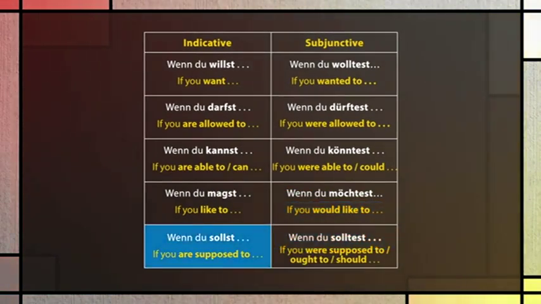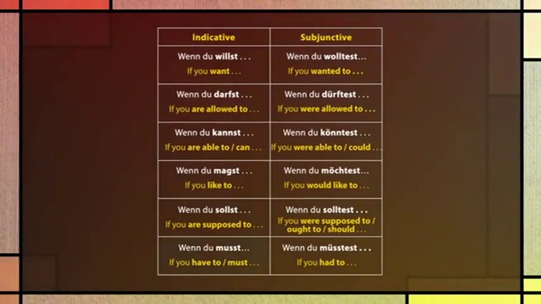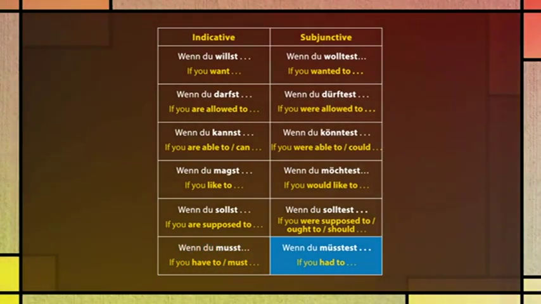Wenn du sollst, if you are supposed to. Wenn du solltest, if you were supposed to or ought to or should. And finally, wenn du musst, if you have to or must. Wenn du müsstest, if you had to. Phew, das hat Spaß gemacht, oder?